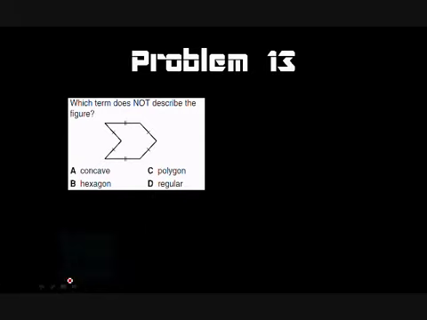Okay, problem 13, which term does not describe the figure? Let's look at A, concave. Well, it has a cave here. You could stick a person in there, and if it were raining, they wouldn't get wet. So that's still definitely concave. That one is not the right answer because we're looking for the wrong one.